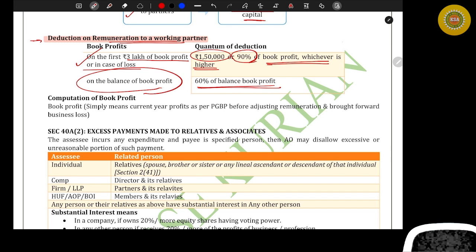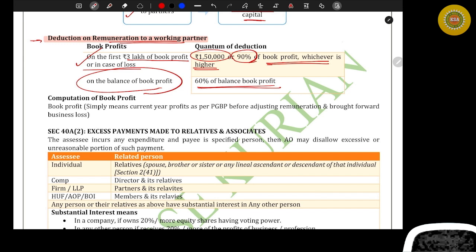Very simple. To compute book profit, you consider everything from 28 to 44C. All the expenses, deductions, all the income, everything under PGBP you adjust, except brought forward business loss. What is brought forward business loss? Last year's business loss. Only current year income you have to consider as book profit. Don't adjust remuneration. Why? That's what we are about to compute. Are you with me? Except remuneration and last year's business loss.